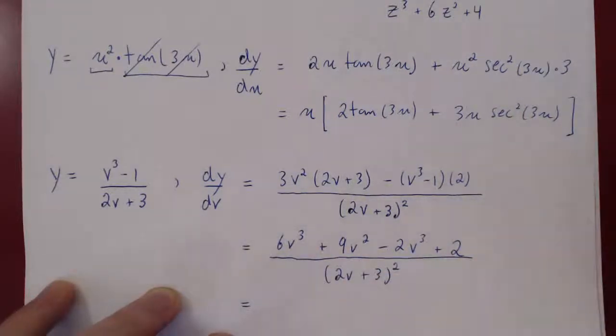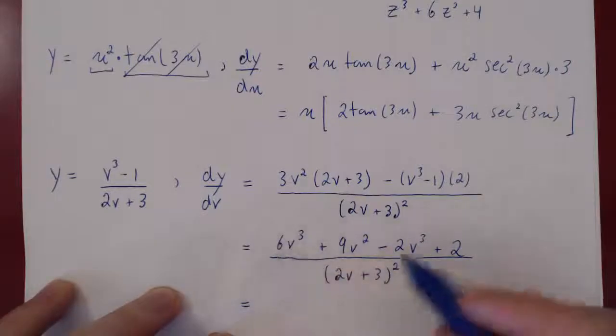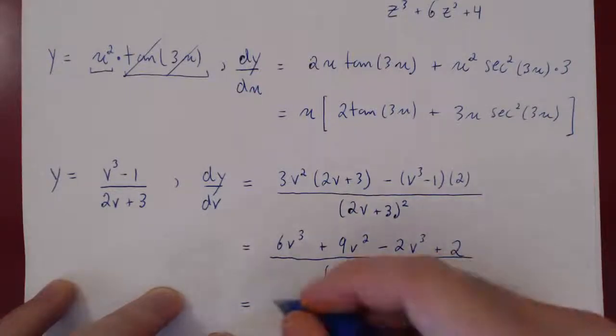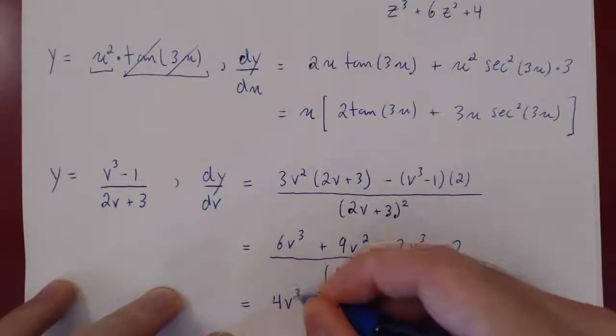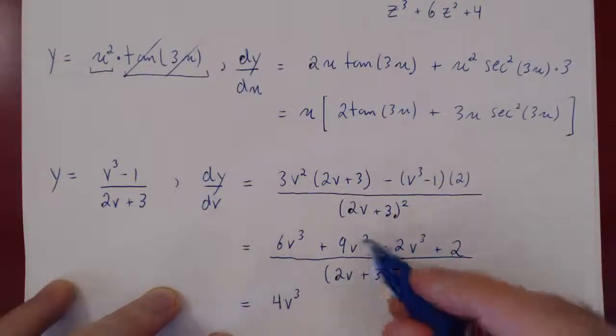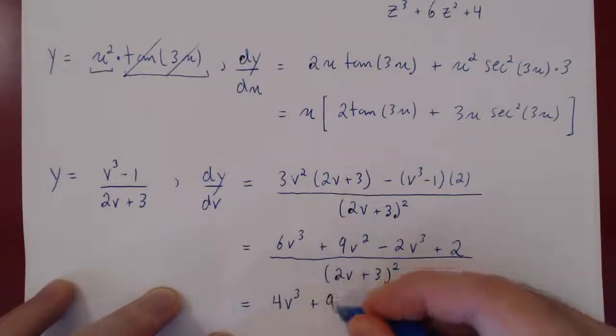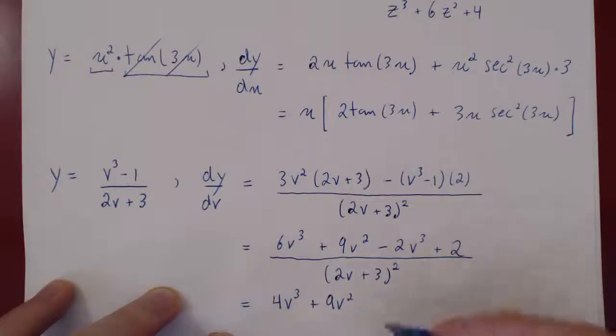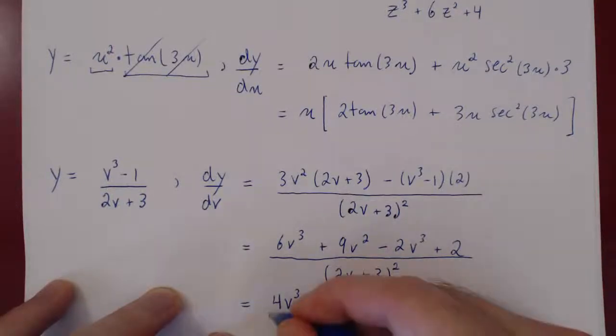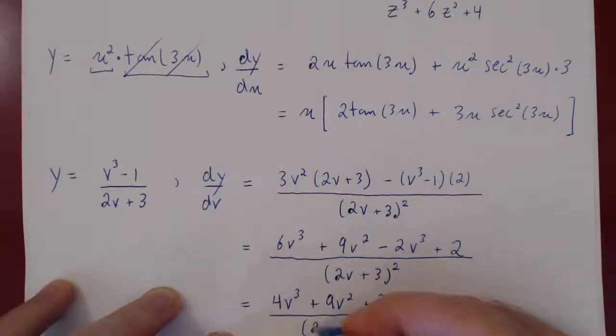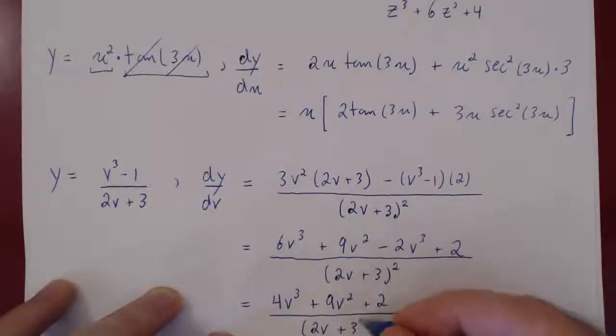It's not much of a simplification, but 6v cubed minus 2v cubed is 4v cubed, plus 9v squared plus 2, divided by 2v plus 3, all squared.